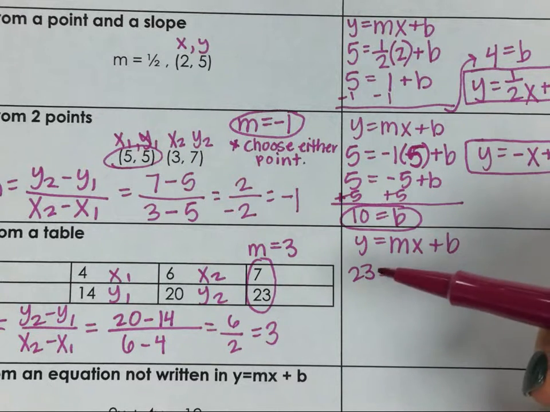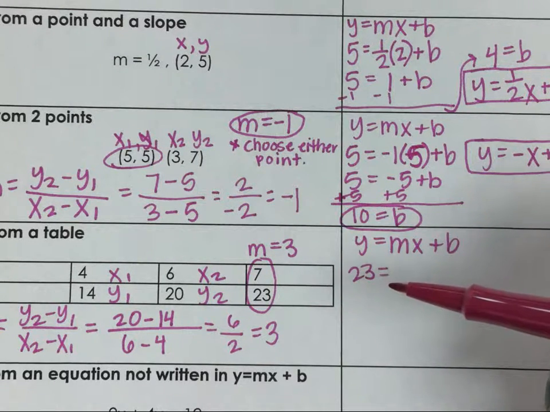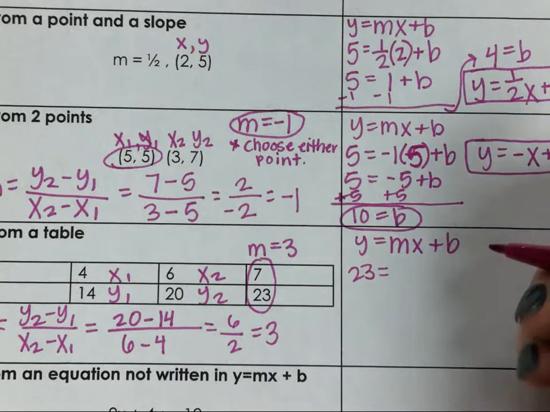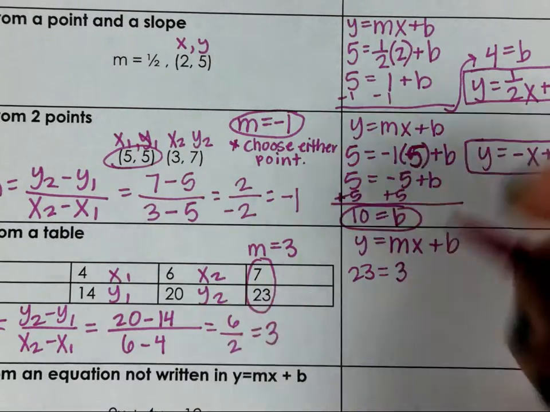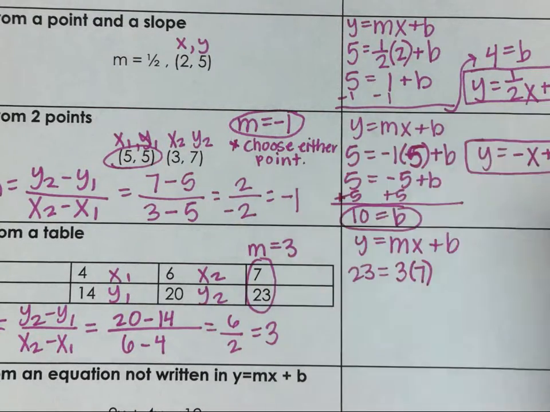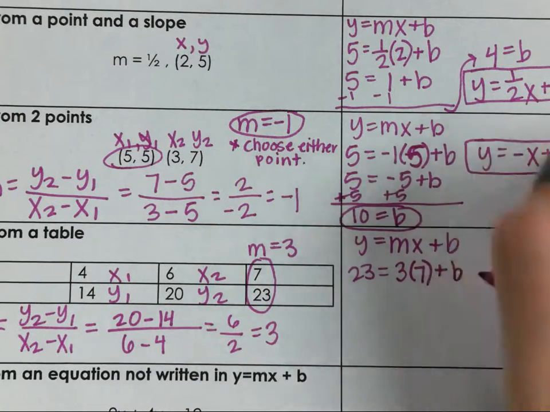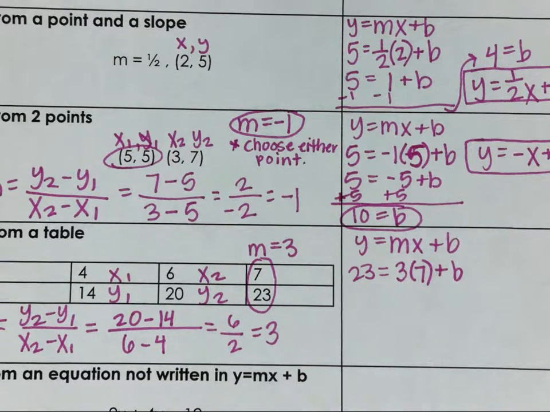All right, so y equals 23. What does my m equal? 3. What is my x? 7. X is my 7. So 3 times 7. I don't know b. That's what I'm trying to find. All right. So 23 equals 3 times 7 plus b.